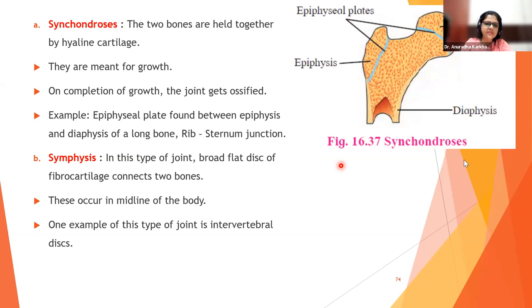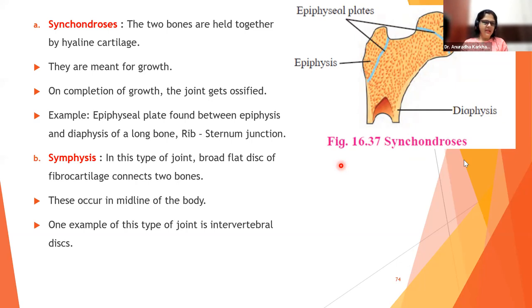In symphysis, in this type of joint, a broad, flat disc of fibrocartilage connects the two bones. Fibrous and cartilaginous tissue together, we call fibrocartilage. It connects the two bones. One example of this joint is the intervertebral disc.